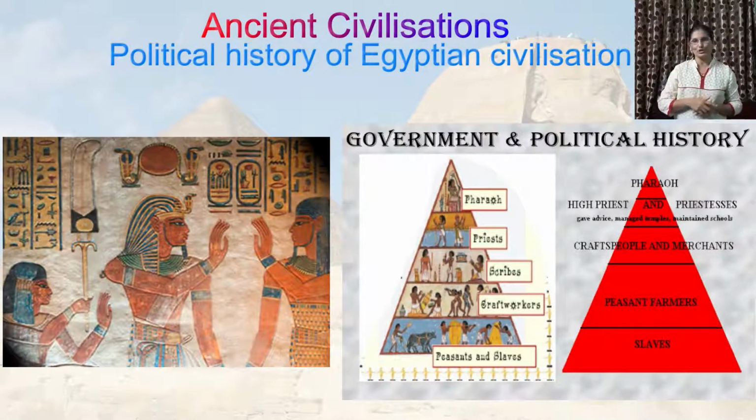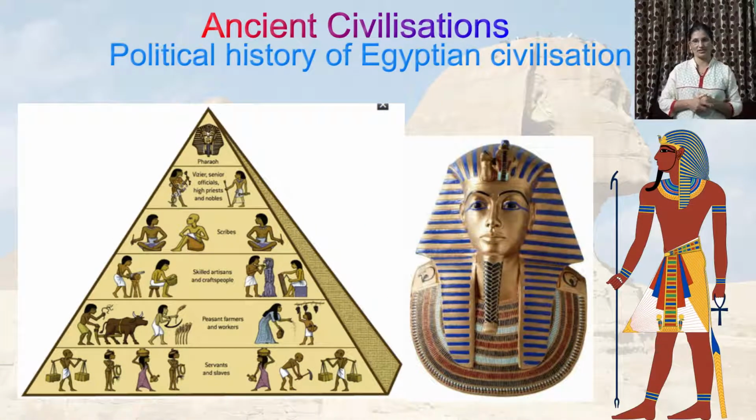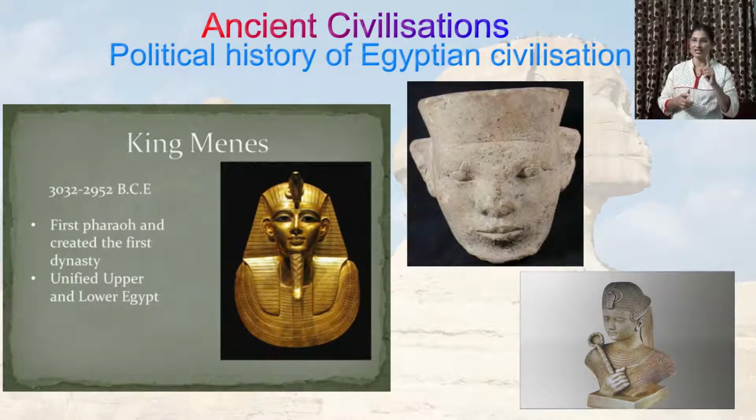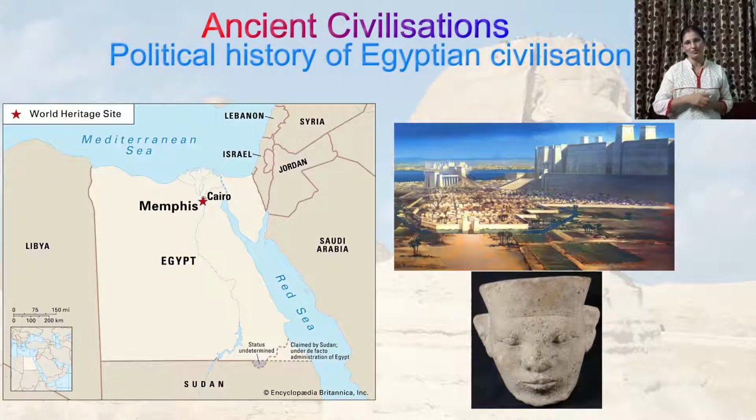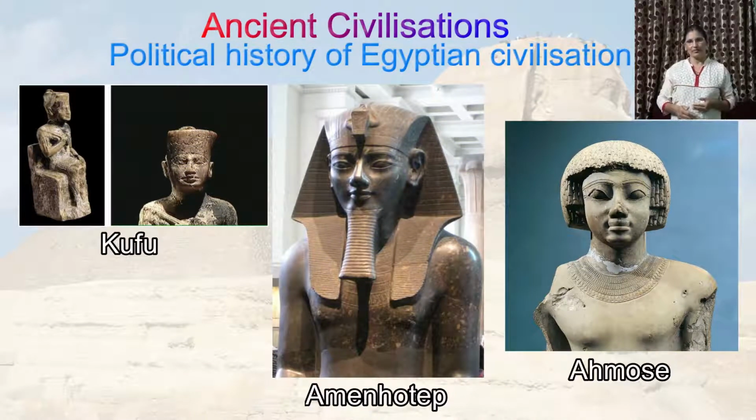Now, let us know about the political history of Egyptian civilization. Political dynasties or political kingdoms were witnessed in Egypt about 5400 years ago. The kings of these Egyptian dynasties were called pharaohs. Among those, Menes was the first pharaoh, and Memphis was the capital of Menes, the first pharaoh. Khufu, Amenhotep, Tutankhamun were the other prominent pharaohs.